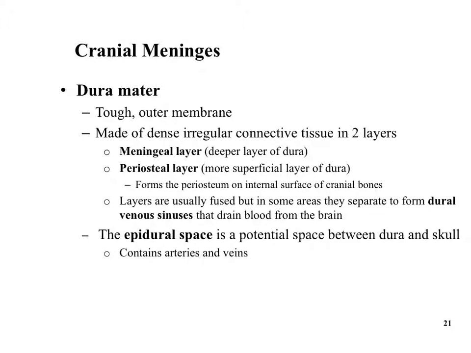The epidural space. Epi means above or on the perimeter. Dural refers to the dura mater, okay? So the epidural space is the potential space, the little space between the dura and the skull, right? And this is where you end up with arteries and veins. So in some cases, blunt force trauma to the head can cause what's called a subdural hematoma. Where is that going to be? What is it and where is it going to be?